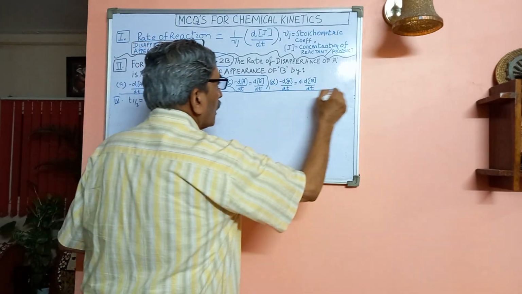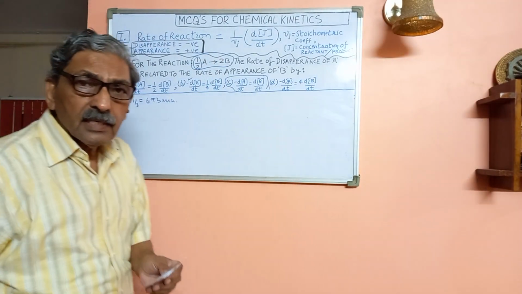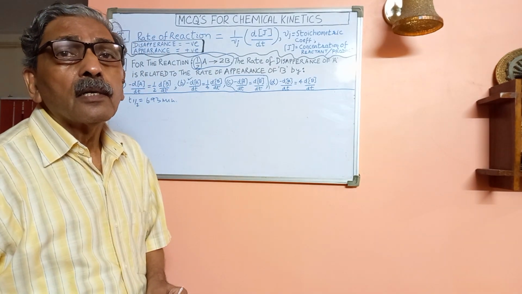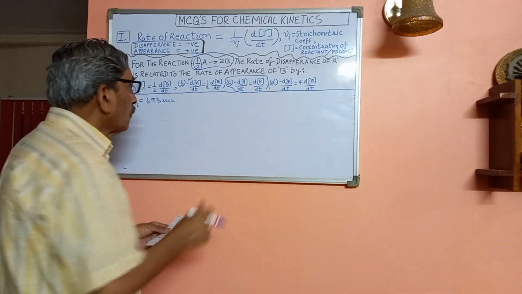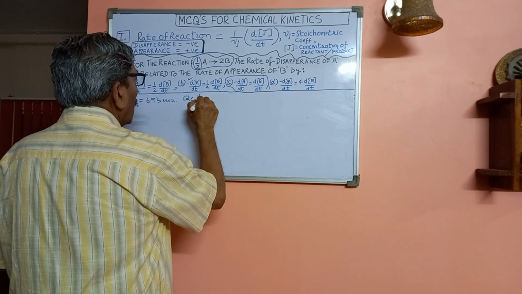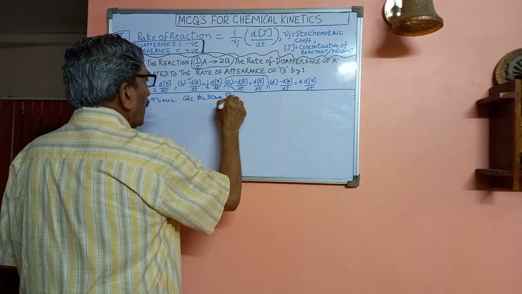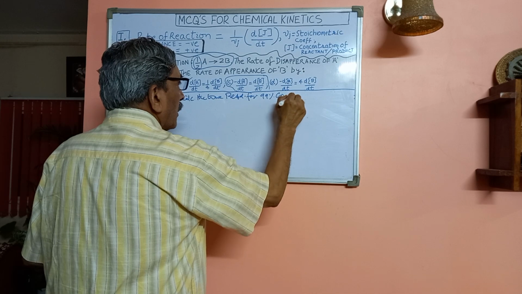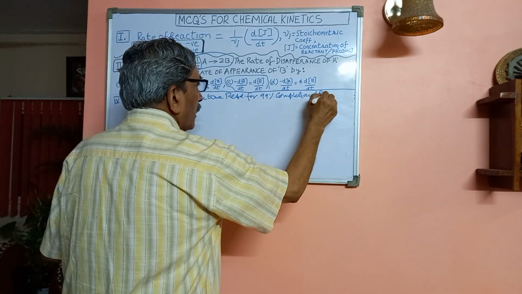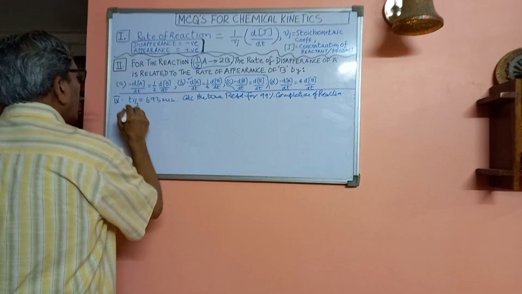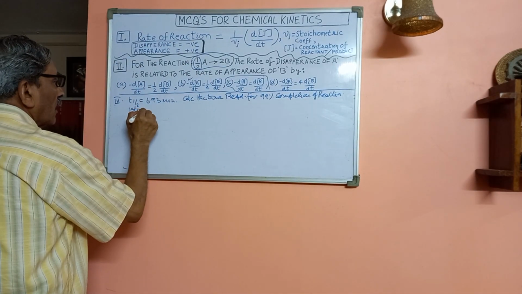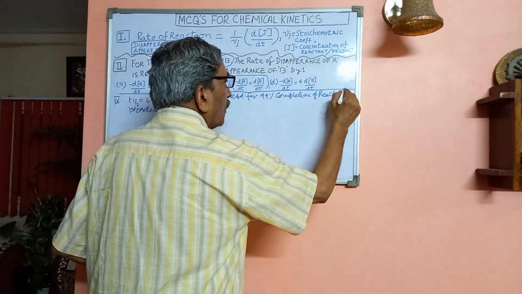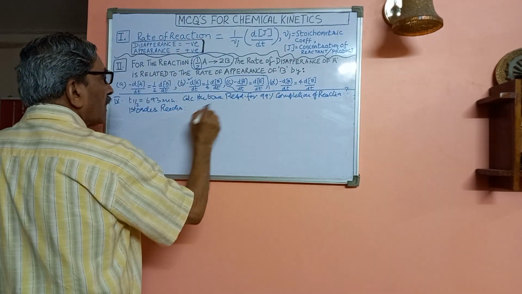T half has been provided to us, and what it is asking is: calculate the time required for 99% completion of the reaction, provided it's a first order reaction. This is what we need to figure out.